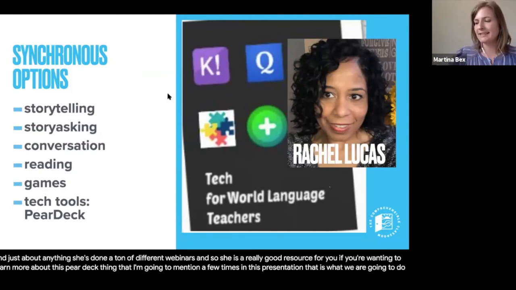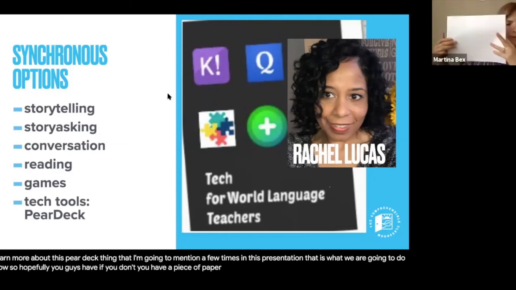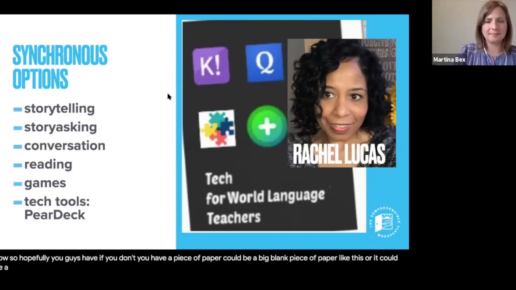So hopefully you guys have, and if you don't, you have a piece of paper. It could be a big blank piece of paper like this, or it could be a little scrappity scrap of paper. I should make sure this really is the next slide. Oh, no, it's not. While you're getting that, you can go get that. Sorry, I wanted to show you.